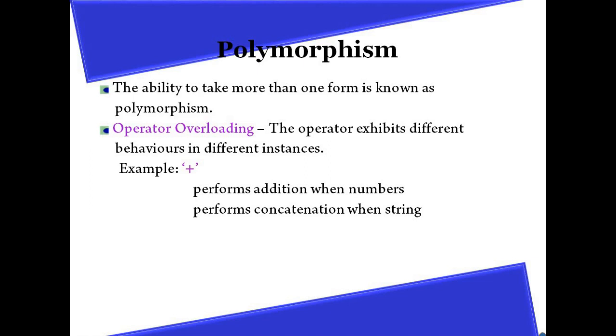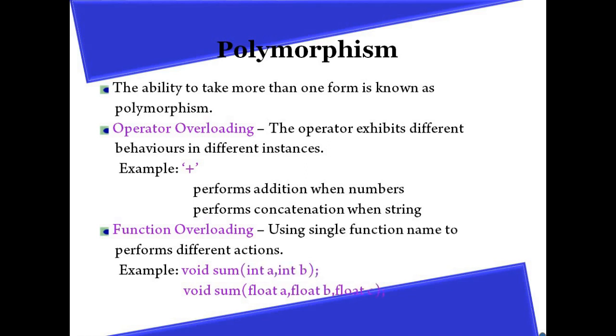The next concept is polymorphism. Poly means many. The ability to take more than one form is called polymorphism. It has two types: operator overloading and function overloading. In operator overloading, the operator exhibits different behaviors in different instances. So, for example, the plus operator. The plus operator performs addition in case of numbers, but it performs concatenation in case of strings. Likewise, the plus operator exhibits different behavior in different instances.